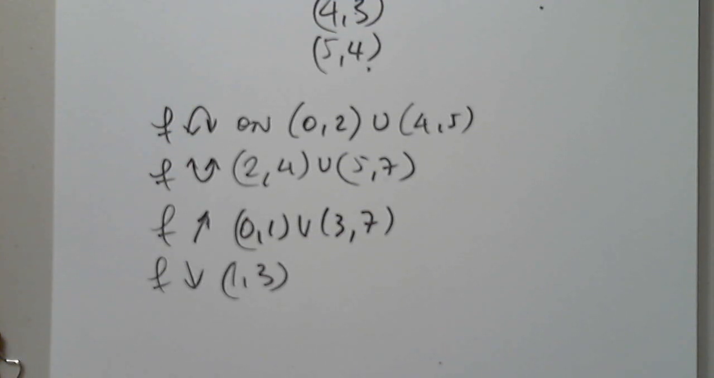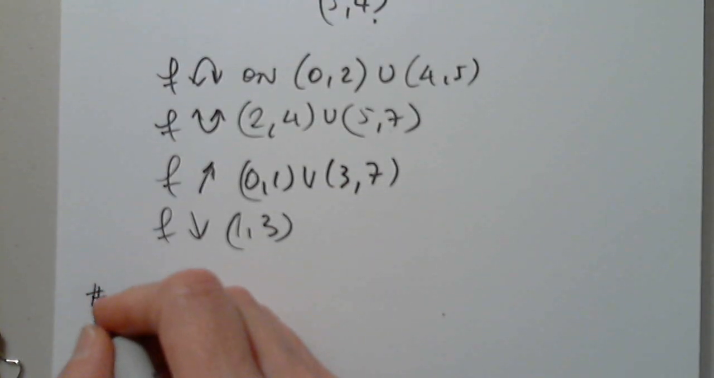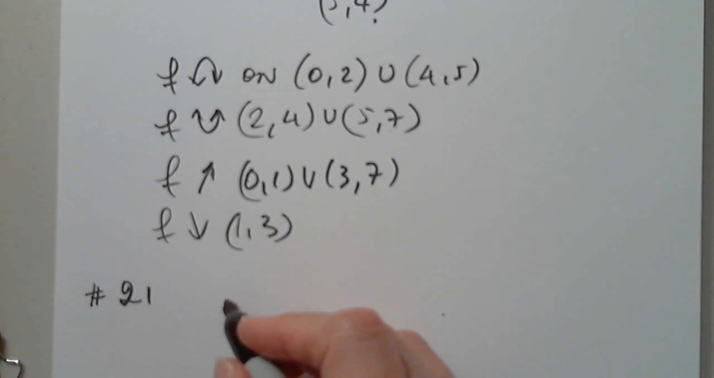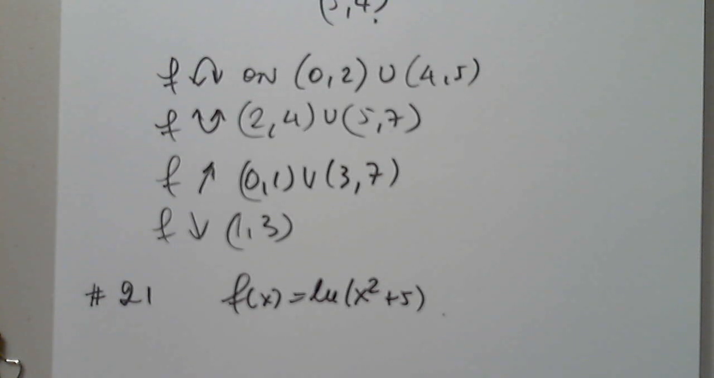Okay, so let's choose. Since we haven't looked at a natural log, other than just a simple natural log, let's choose something like this with a natural log this time. Which one? No preference. It doesn't matter. Okay, so let's look at 21 then. So f of x equals natural log of x squared plus 5. Well, let's see what this one gives us.